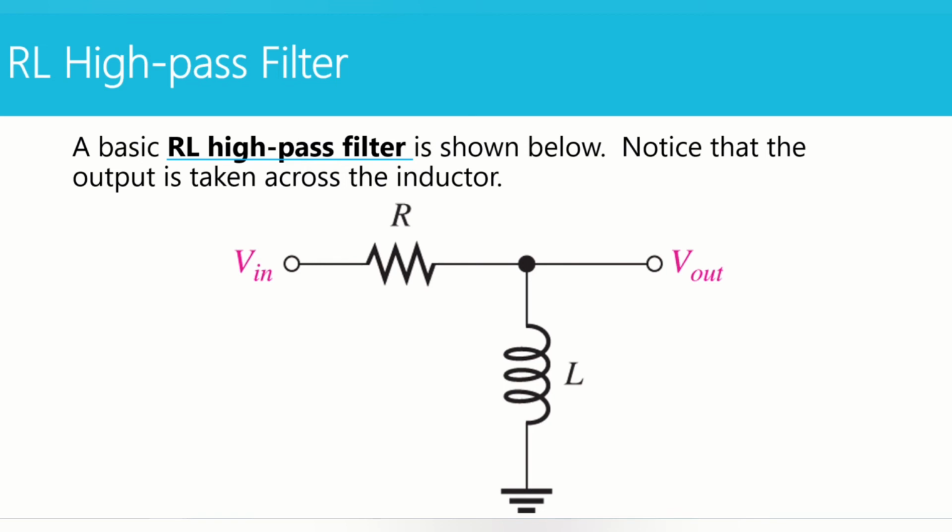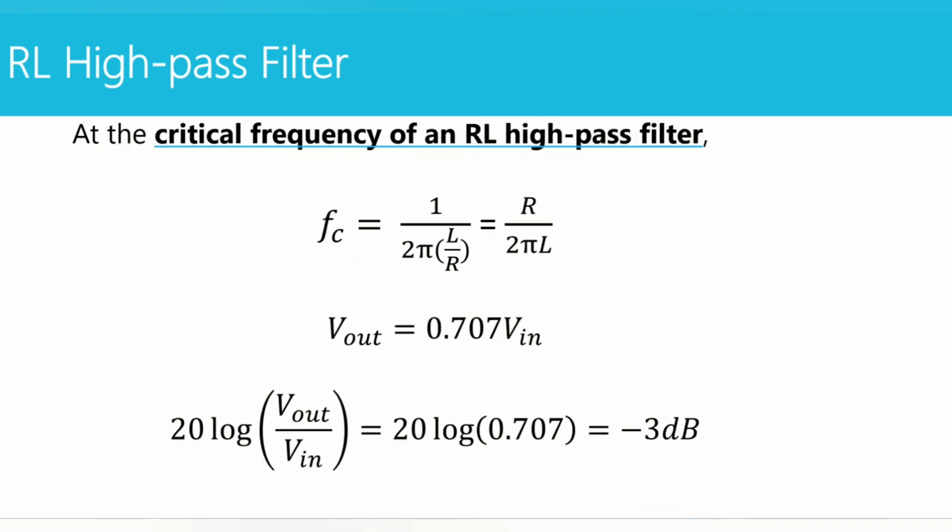Here's an example of a basic RL high pass filter, where the output voltage is taken across the inductor. So when we set up a filter, we can use resistors and capacitors or resistors and inductors. And this is how you would set up a high pass RL filter. The critical frequency for an RL high pass filter is shown on the screen. Our critical frequency is basically equal to R divided by 2 pi L. And then of course we have the same relationships for V out and for calculating our decibels as before.